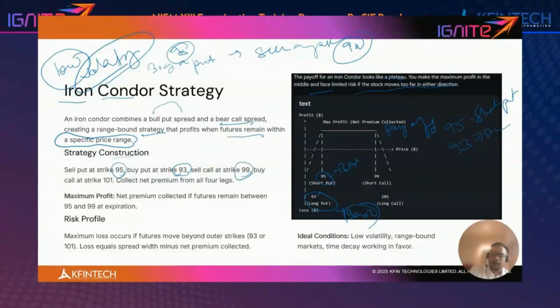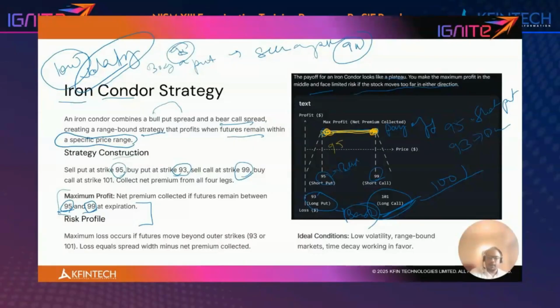Similarly, you sell a call at 99 and buy a call at 101. Again, if the call goes on the upside or at 101, it will get restricted. So maximum profit will be the net premium collected if the future remains between 95 and 99. The maximum profit over here will be only if the stock remains between 95 and 99, not the stock, the bond price. That's why over here it is written that the profit is a plateau kind of a shape.